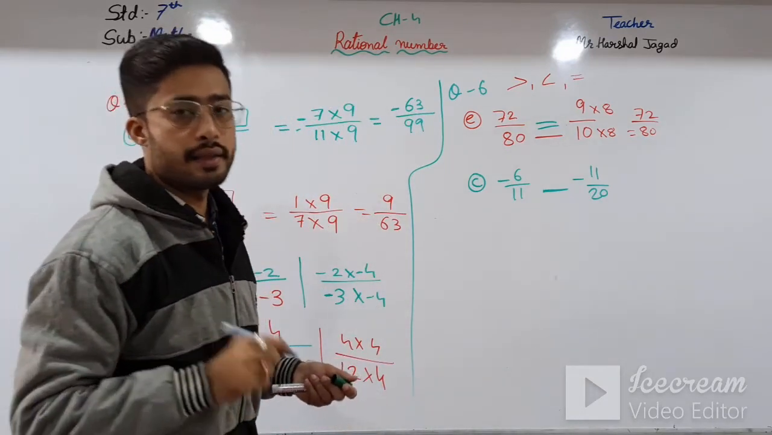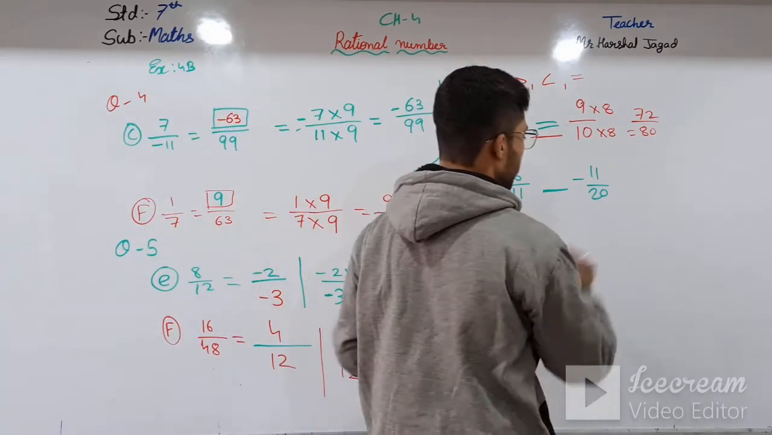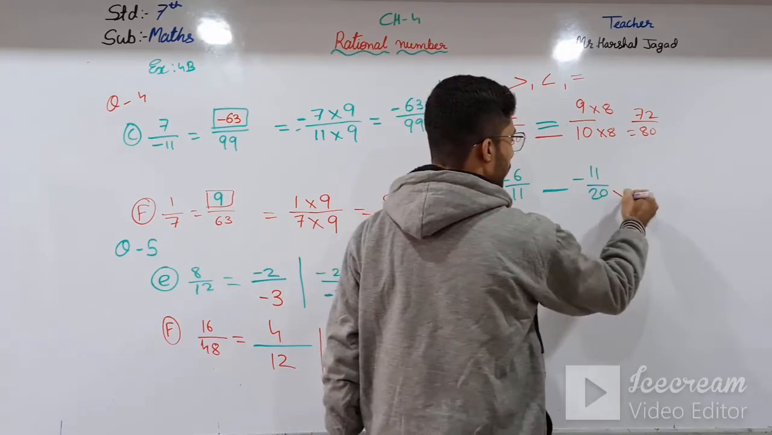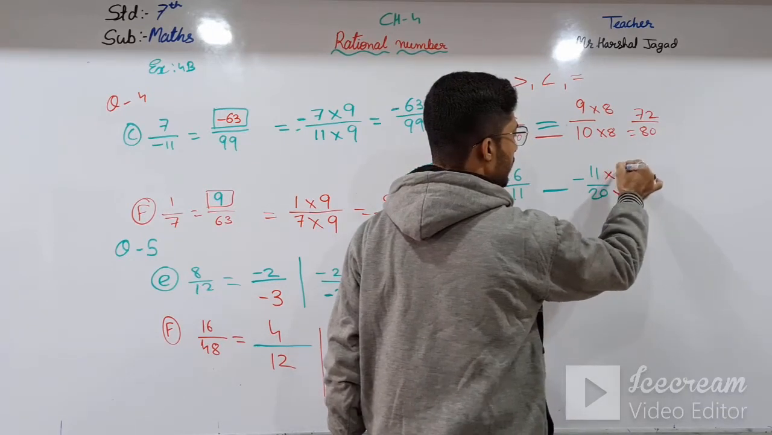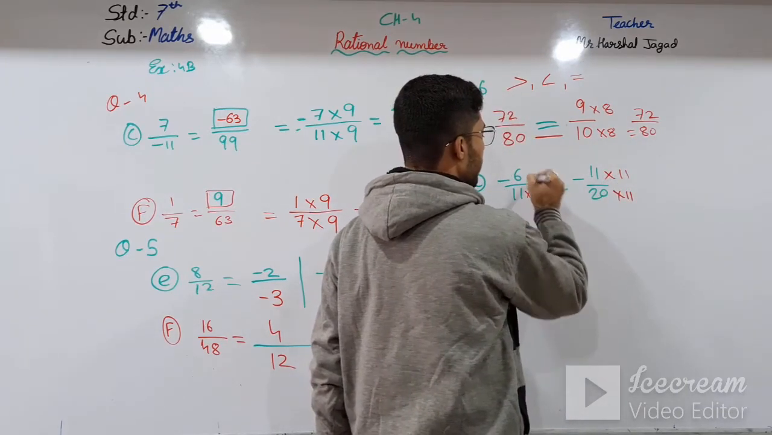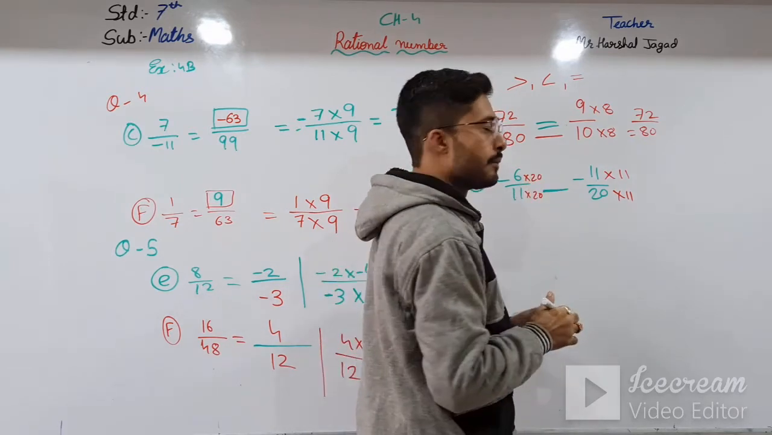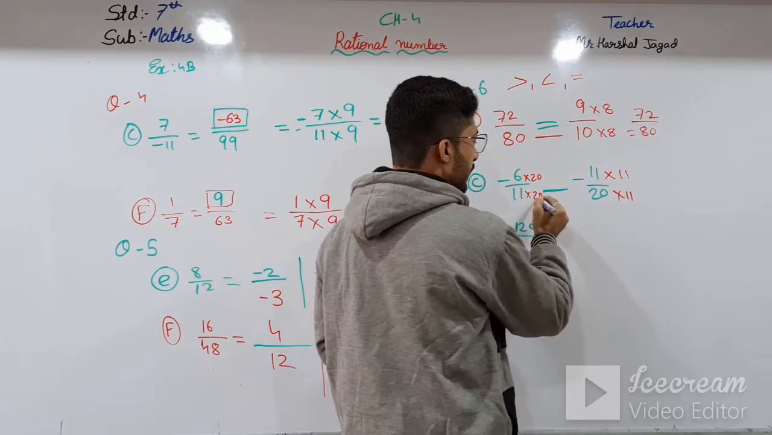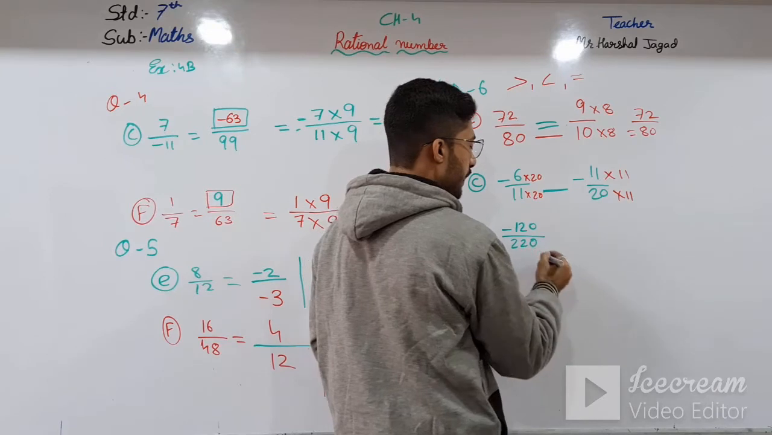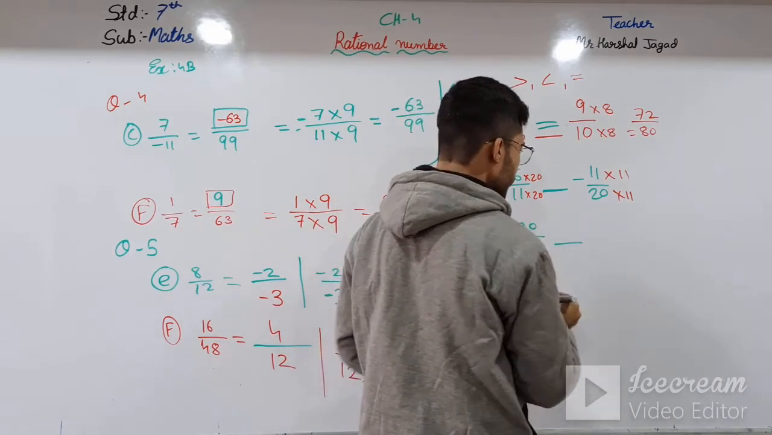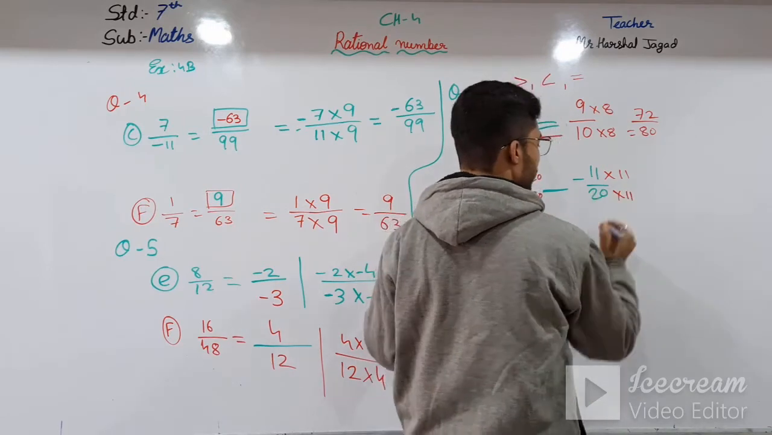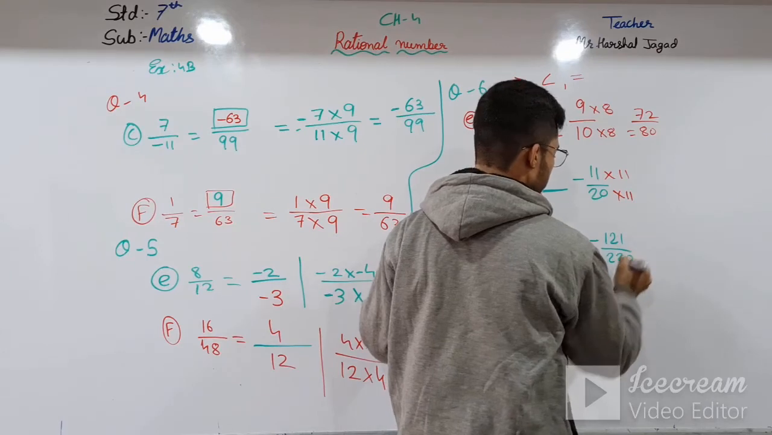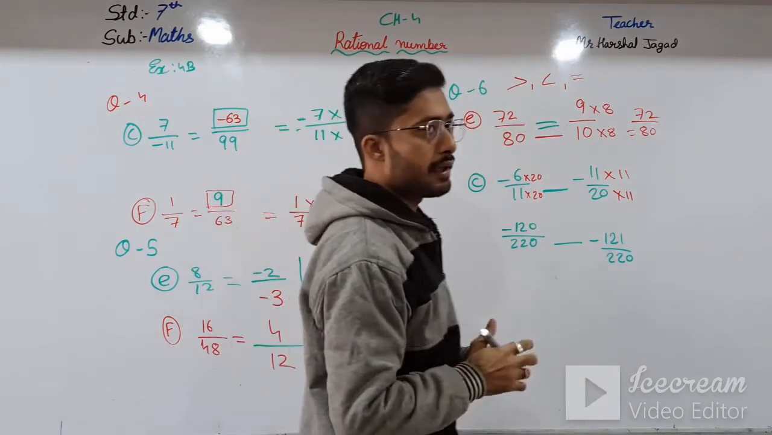Moving forward, here it is 20 and here it is 11. Here we will multiply this with 11 and here also 11, and this with 20 and this also with 20. So we will get minus 120 upon 220 and minus 121 upon 220, that is 20 into 11. From this, which one is greater?